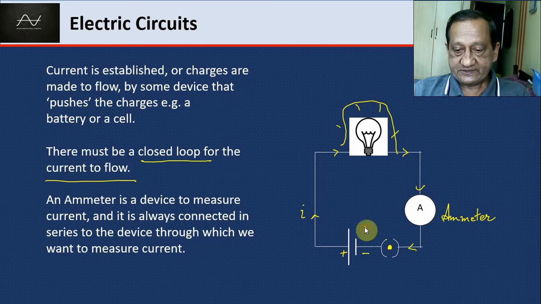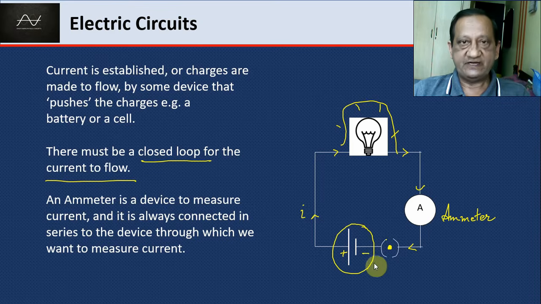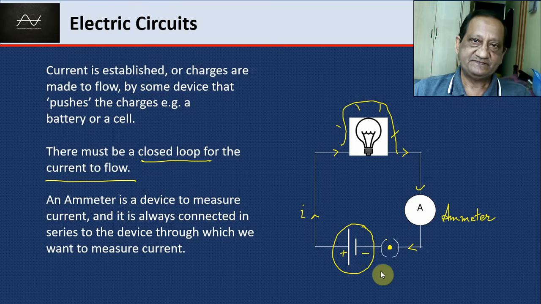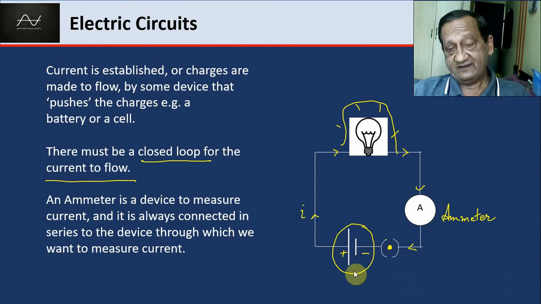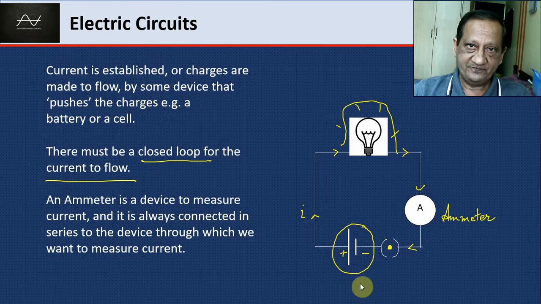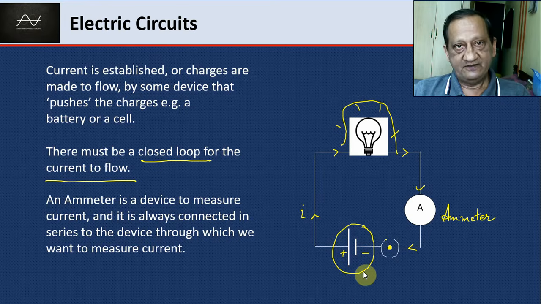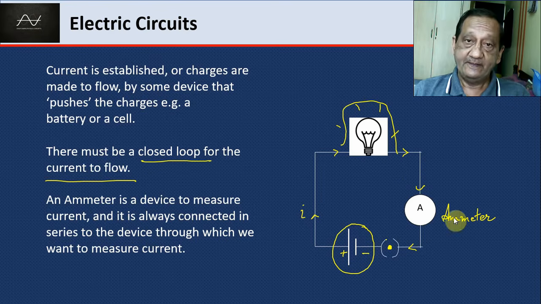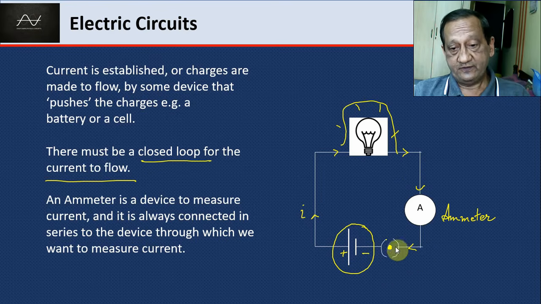So, the presence of this cell drives the charges. If this cell was not there, this current wouldn't flow. Thanks to this cell, we have a current flowing. And also, we need to have a closed loop for charge to keep on flowing.